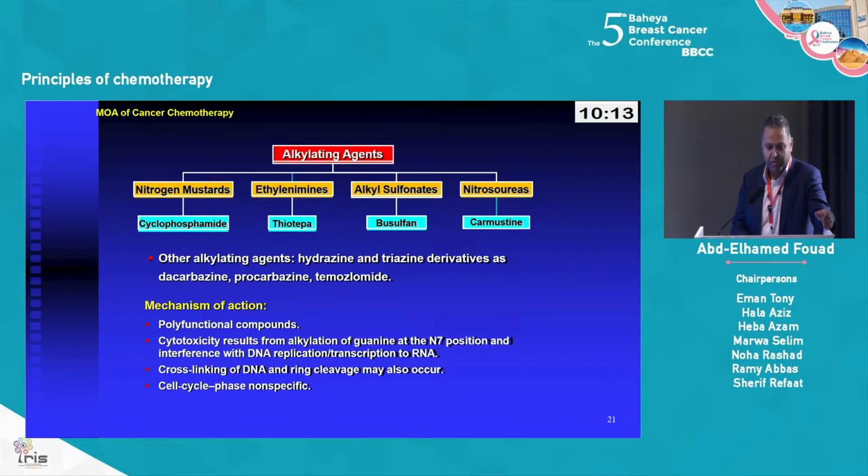It includes different chemotherapeutic drugs here in this slide, and they act as polyfunctional compounds. Their cytotoxicity results from alkylation of guanine at the N7 position, and this interferes with DNA replication and transcription to RNA. Also, cross-linking of DNA and ring cleavage may occur. And as we mentioned, alkylating agents are the most famous cell cycle phase non-specific agents.